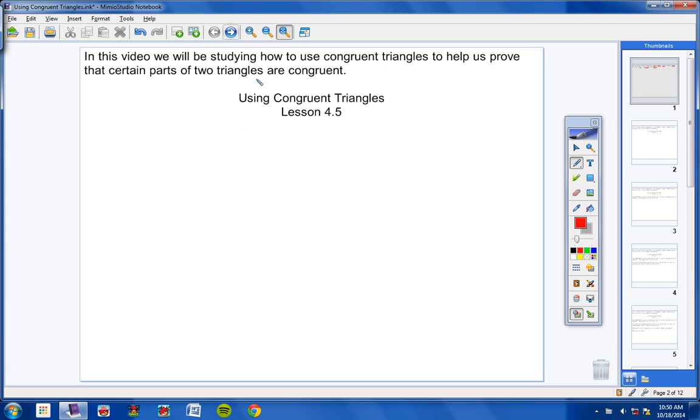Your heading for today is using congruent triangles. Your lesson is 4.5, and be sure and include today's date, okay? Using congruent triangles, and we're going to learn how to use those today. Lesson 4.5, and be sure and include today's date in your notes.